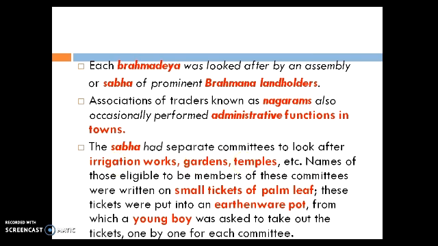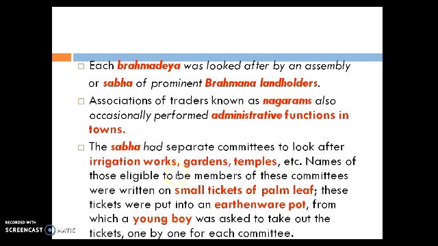And also these Sabha members were elected by writing their names on small palm leaves. The members of the committee were selected by writing their names on a small palm leaf, and these tickets were put in a pot and selected by a young boy. So this is the method to select the members of a committee.